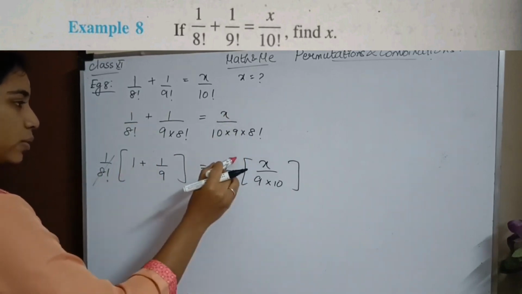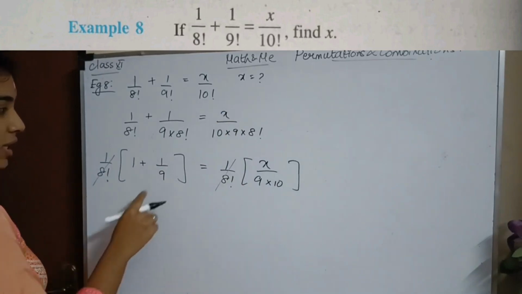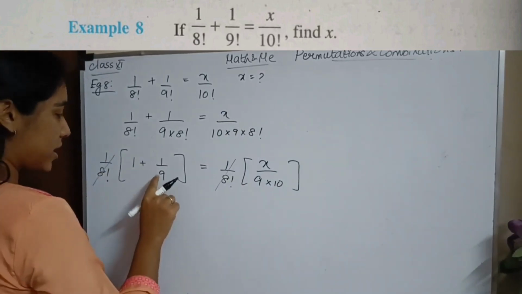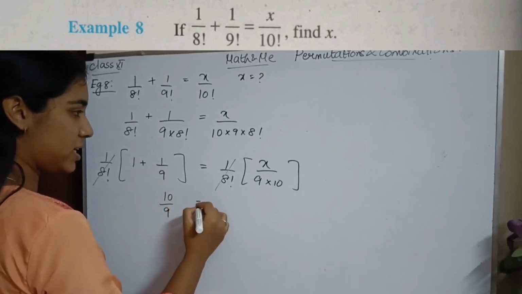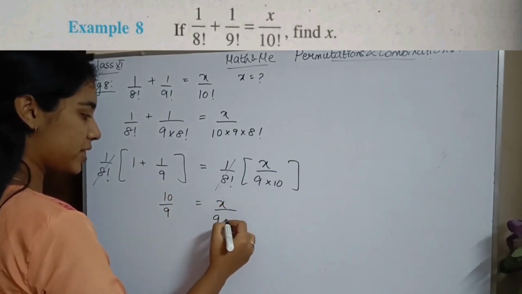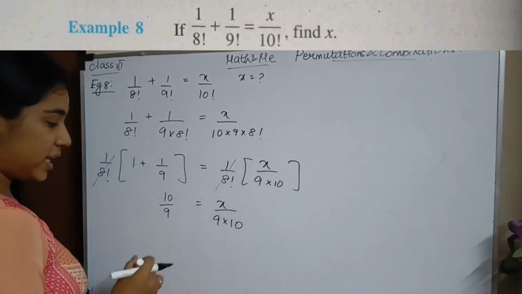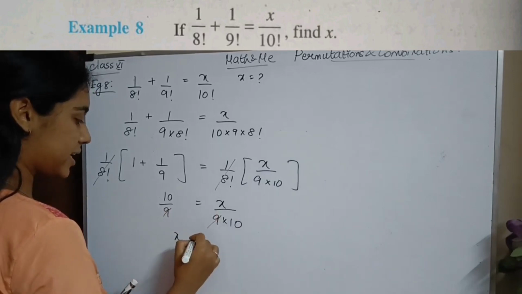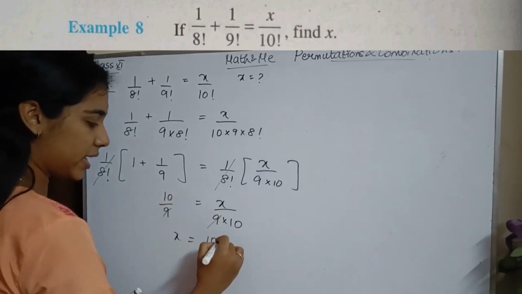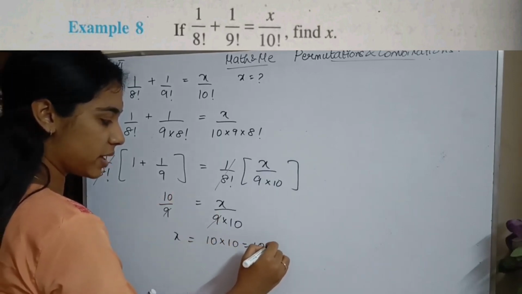I'm going to cancel the 1 by 8 factorial on both sides. In that I'm going to take an LCM. So I have 9 as the LCM, 9 plus 1, which is 10 divided by 9 equals x divided by 9 into 10. So the 9 in the denominator and the 9 in the denominator can get cancelled. So I'll have x equals 10 times 10, which is 100. So that is the value of x. Okay.